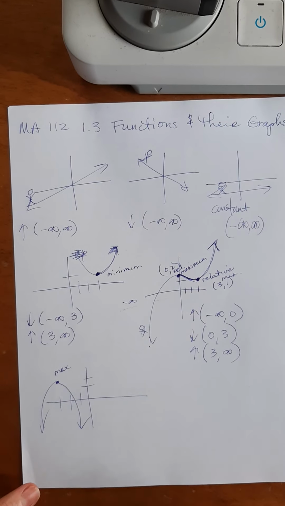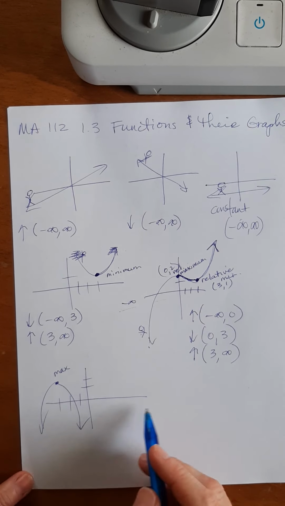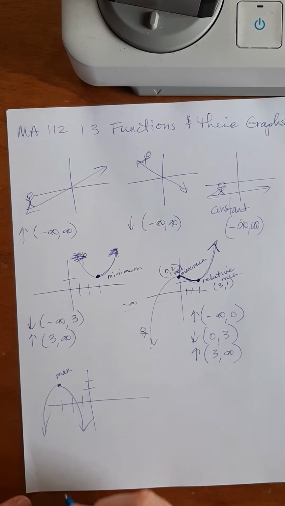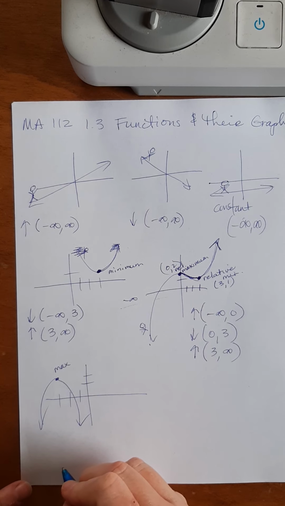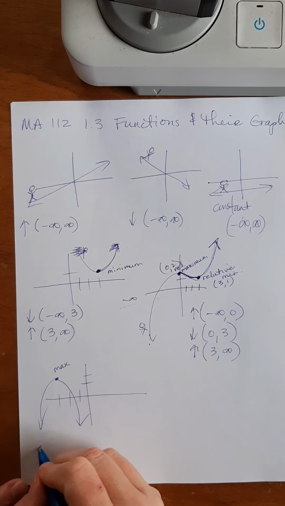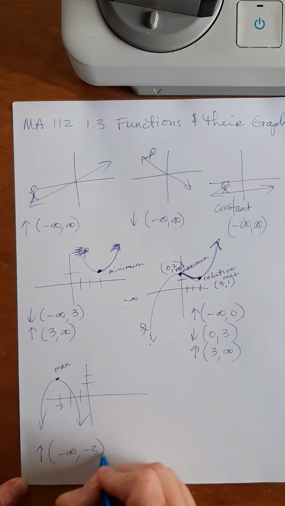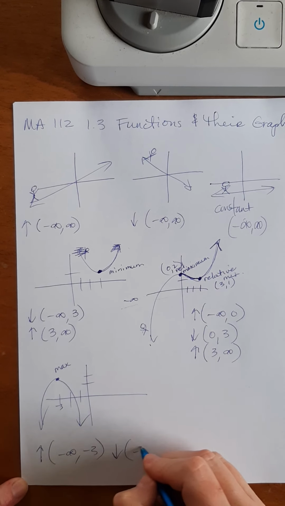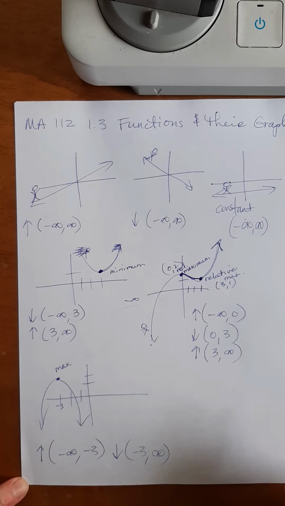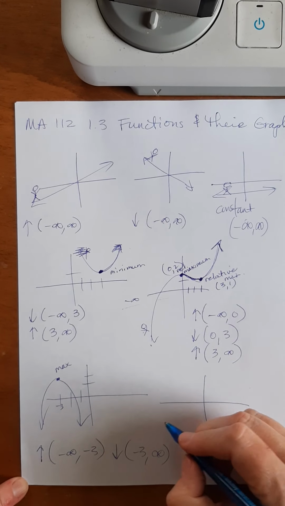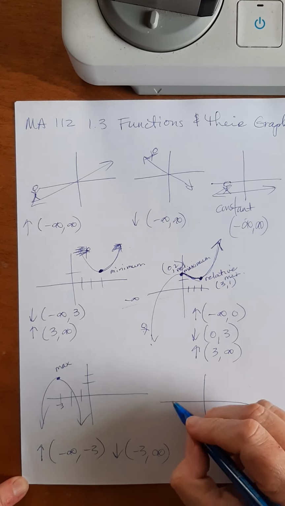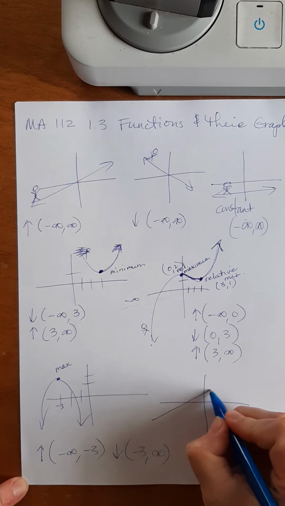Because that's something they also cover in this section. Now this one, same again, if you wanted to do what intervals, let's say it's increasing from negative infinity to -3, decreasing -3 to infinity. And let's do one more. What about a weird one? What do we want to do? We'll say this.